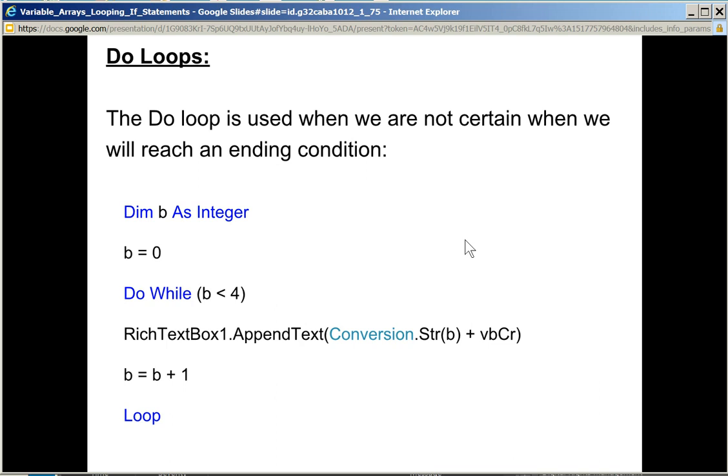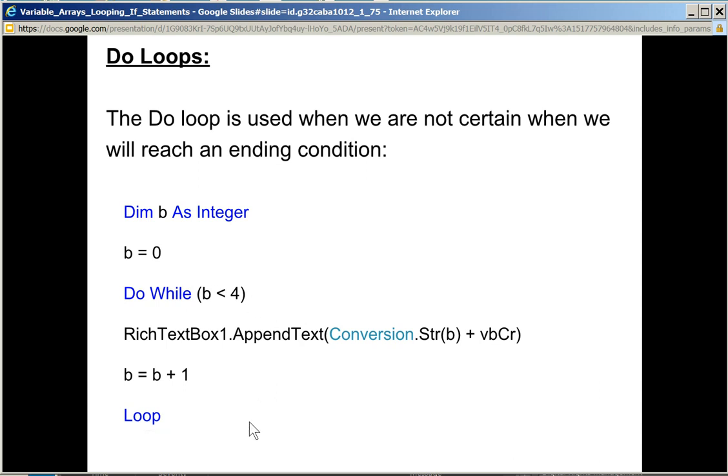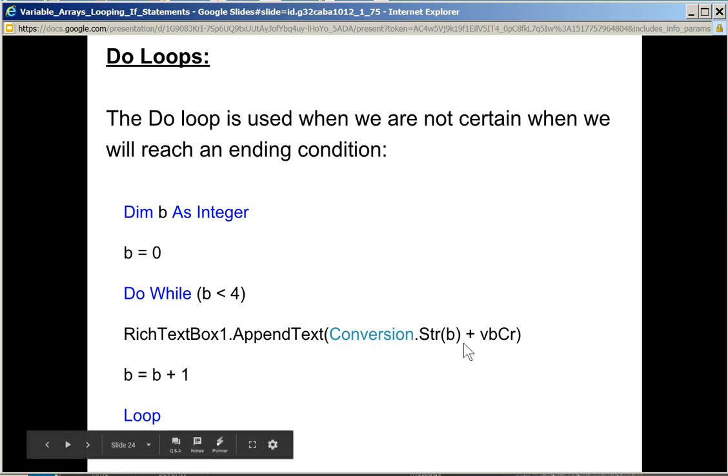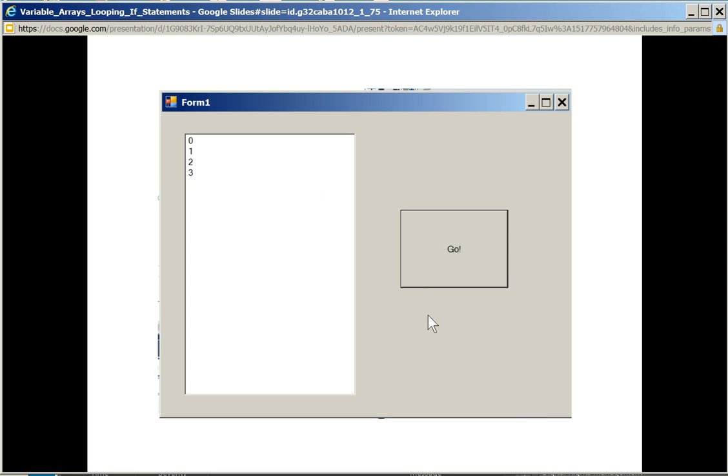For this example, we're going to use a very simple case. I've defined B as an integer, I've set it to 0, and we're just going to loop while B is less than 4. So it comes through, it prints the value of B to the screen, increments it, and loops back through. And it's not hard to imagine what comes out.